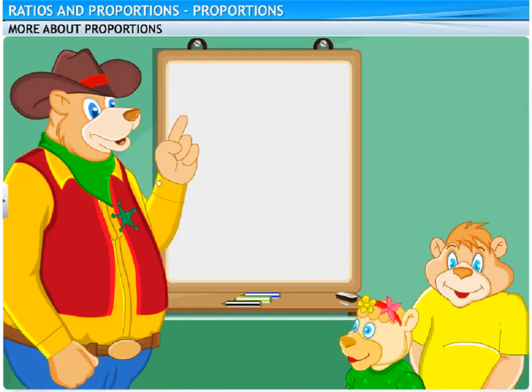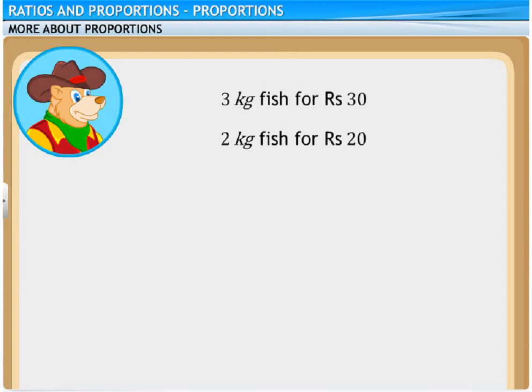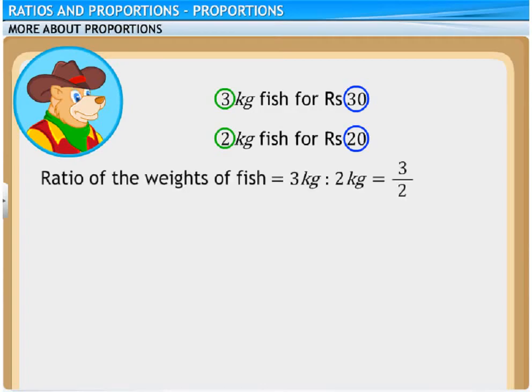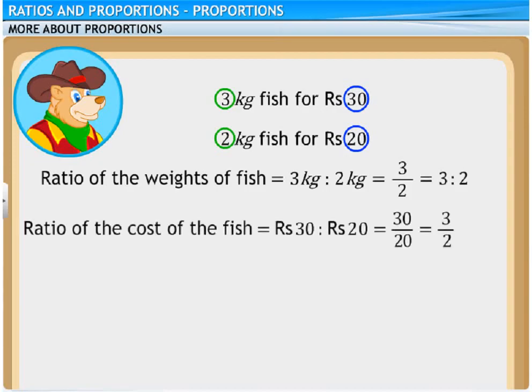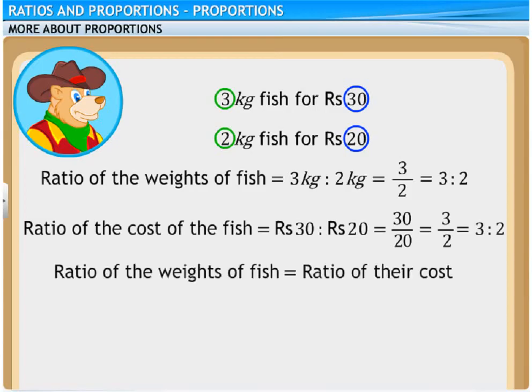Once again, proportions to the rescue. Notice that we have 2 quantities here: the weights of the fish and the cost of the fish. Remember, always use the same unit to find the ratio of 2 quantities. So, firstly we find the ratio of the weights of the fish, which is 3:2. Then we find the ratio of the cost of the fish, which is rupees 30 is to rupees 20, or 3:2. We notice that both the ratios are equal, and so are proportionate to each other. So, both Mom and I have bought the fish at the same rate.